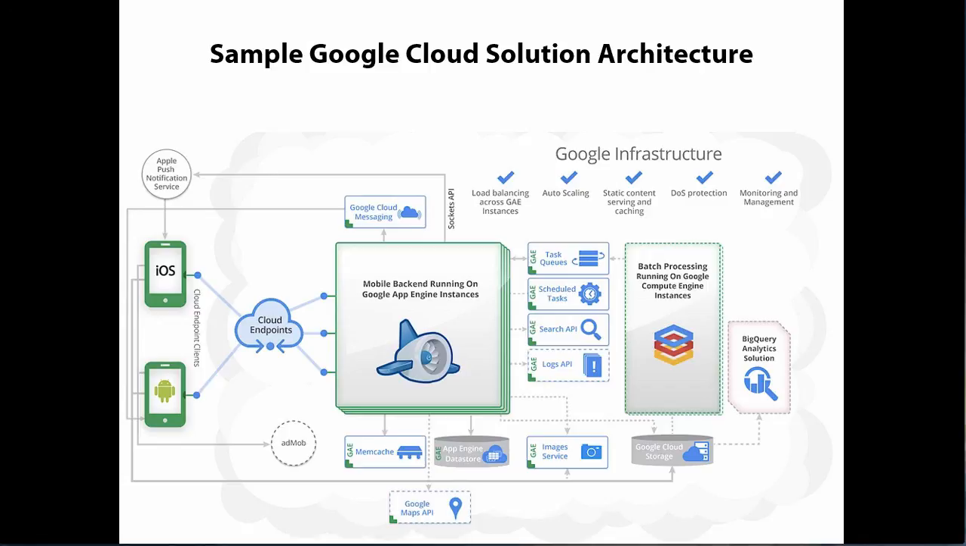Of course, we've got auto scaling because we're on the Google Cloud, a huge feature of Google Cloud. Static content serving, denial of service protection, and monitoring and management. So it's a very, very complete offering, and also has some services such as BigQuery that are unique to Google, all running on the Google infrastructure.